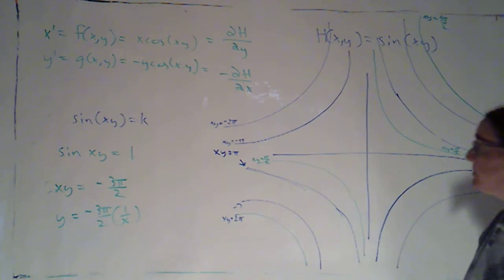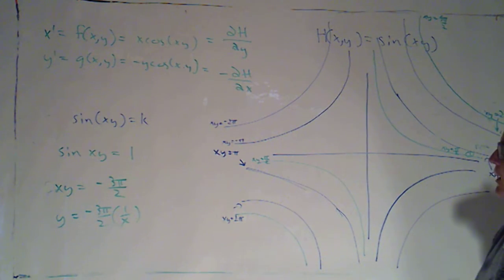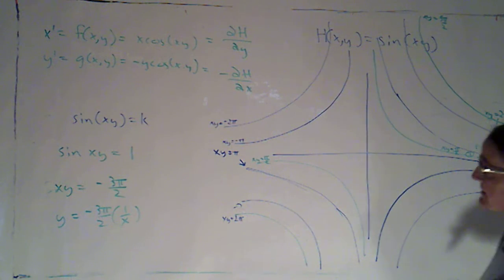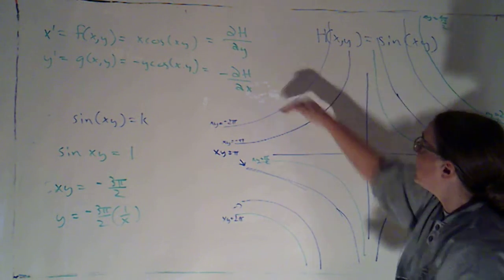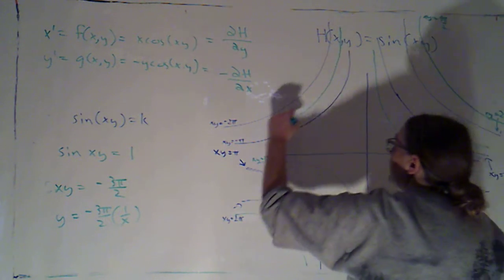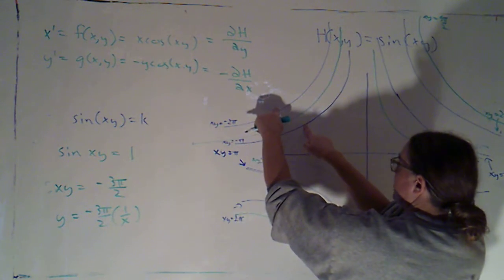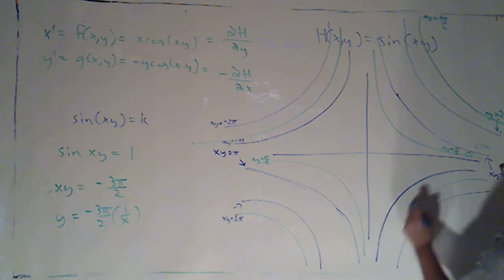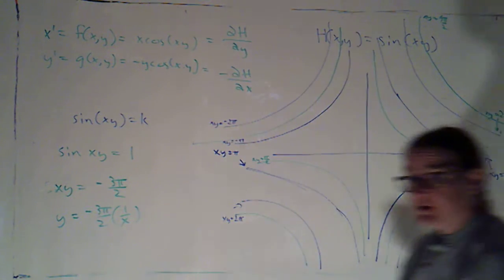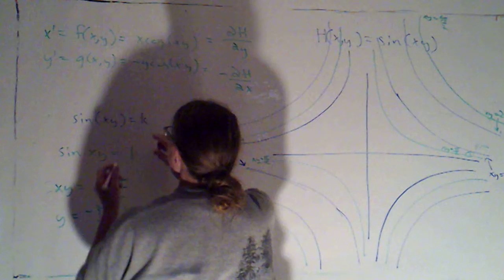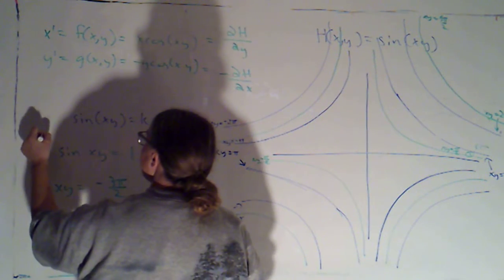Again, it's just a multiple of 1 over x, but notice that -3 pi over 2 would be between -pi and -2 pi. So I'm going to have that curve in between these two blue ones, and down here in between these two blue ones.